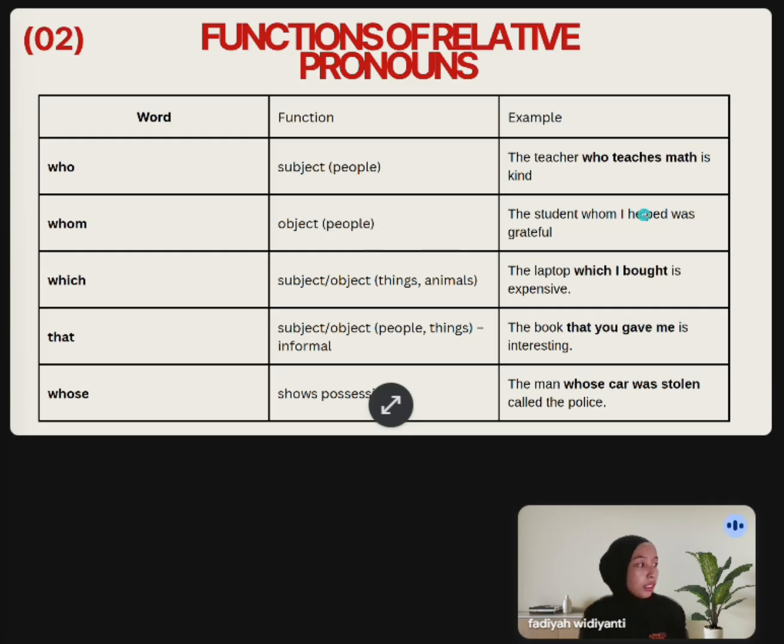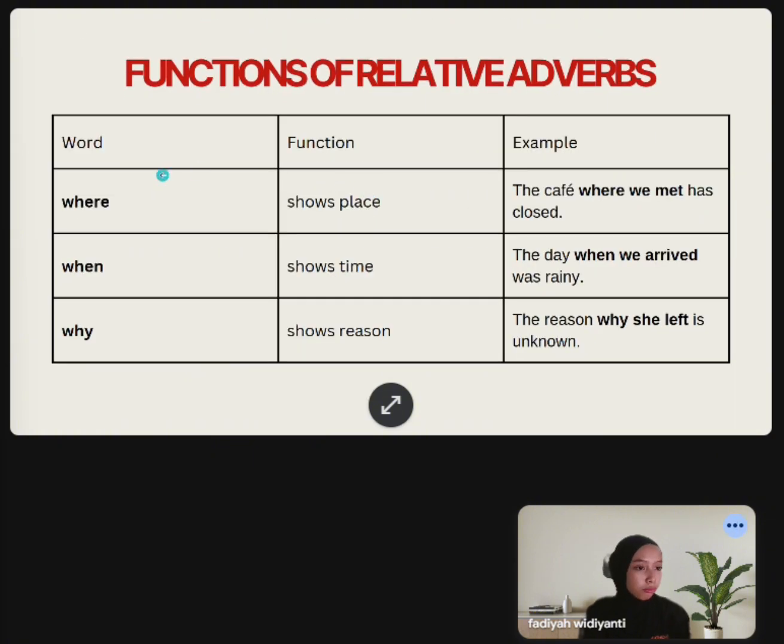We also have relative adverbs. There are three. First is where. Where shows place. The example is: the cafe where we met has closed. And then: this is the office where I work.